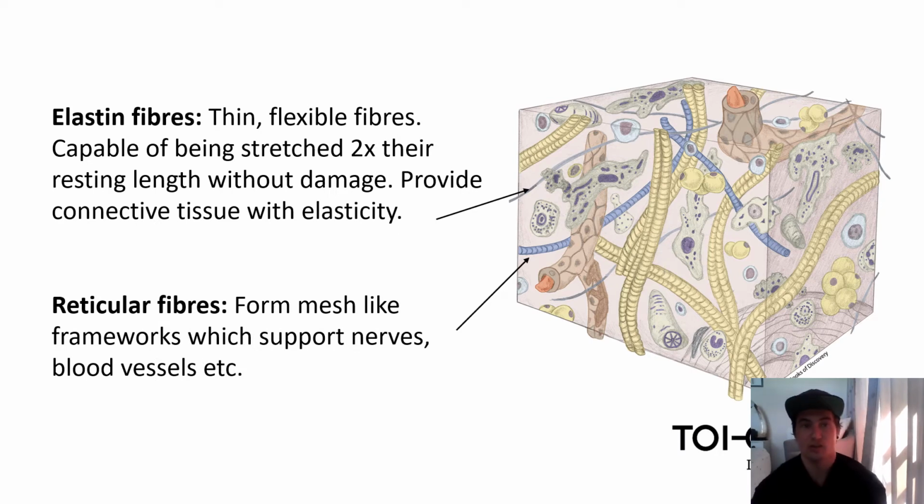Within connective tissue, you'll have fibers, and the nature of the fibers will determine the properties of the connective tissue that you're talking about. So elastin: thin, flexible fibers capable of being stretched, so they can stretch 2 times their length without being damaged. They provide connective tissue with elasticity, and if you think about a musculotendinous unit, so our muscle fibers and our tendons, there is a big component of elasticity in that. Reticular fibers form a mesh kind of framework. That framework is really good for supporting structures like our nerve cells and our blood vessels.